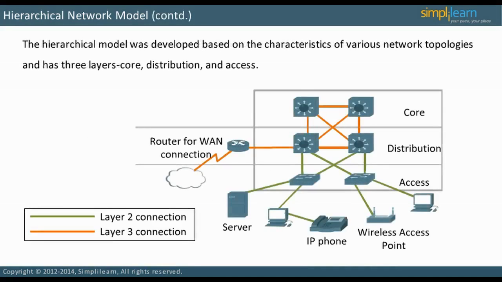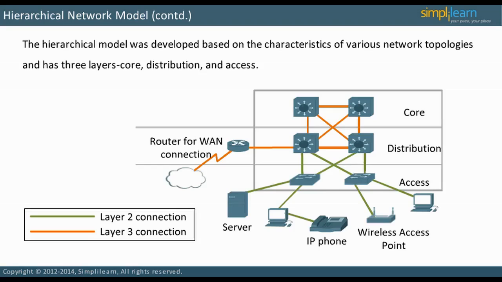The image on the slide depicts how each layer fits together in the network. As discussed, the hierarchical model was developed based on the characteristics of various network topologies. It has 3 layers: core, distribution, and access. There are 2 types of connections that link the devices. They are Layer 2 and Layer 3 connections. As depicted in the image, both these connections are present between the devices. Note the Layer 3 connections end at the distribution layer. Below that, all connections are Layer 2. The rest of the connections are Layer 3.